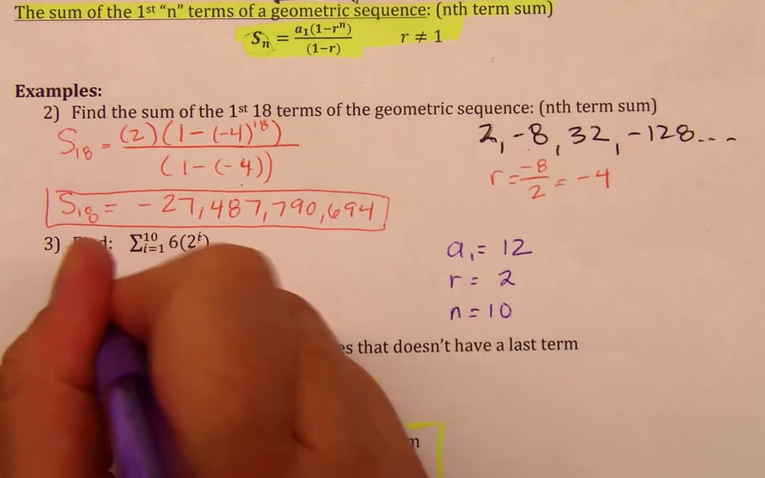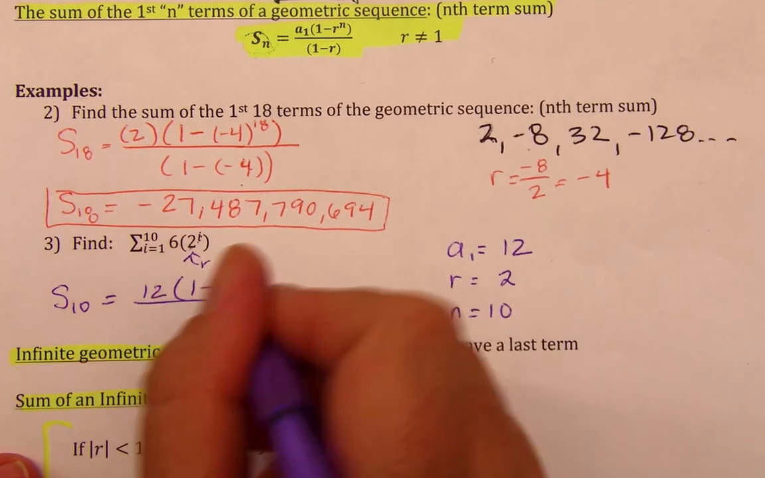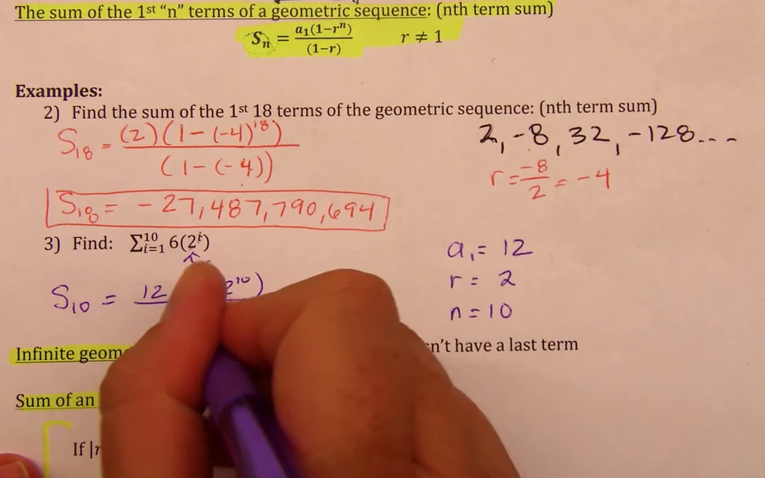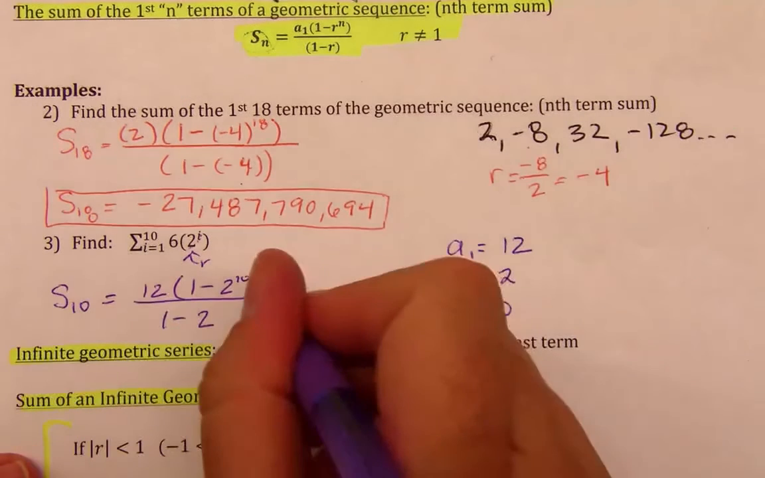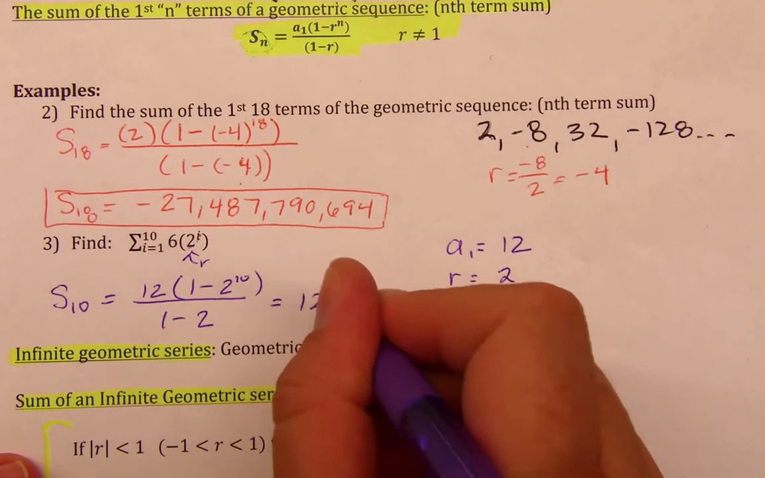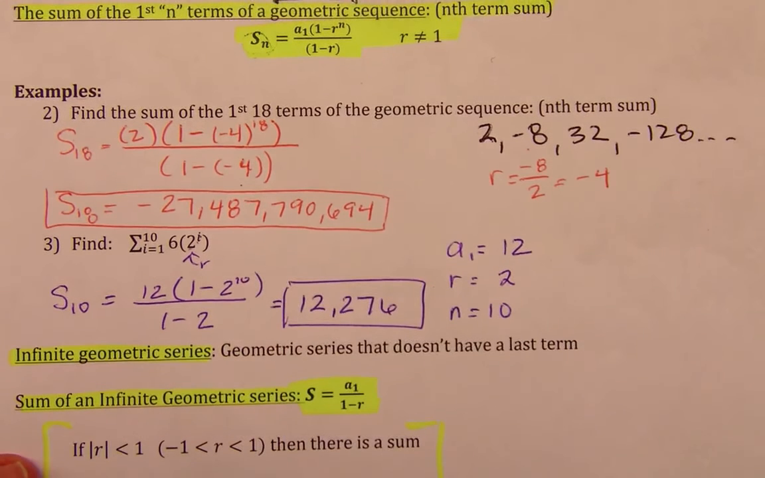So s sub 10 is equal to our first term, 12, times 1 minus our common ratio to the 10th power over 1 minus 2. And when we calculate that very large number, we're going to get 12,276. Okay.